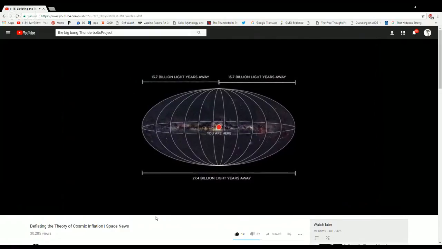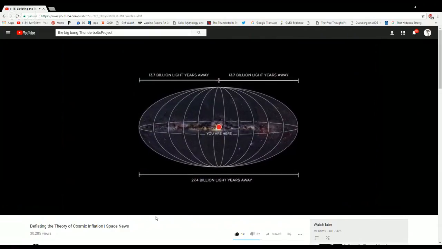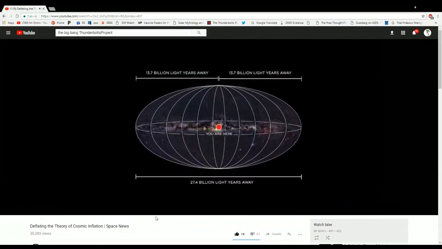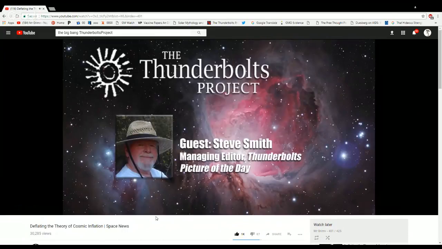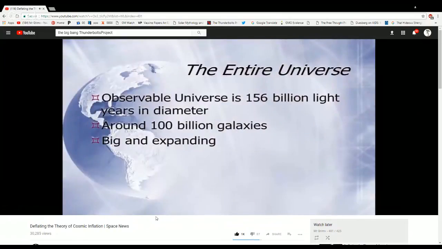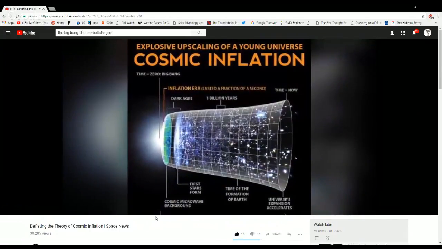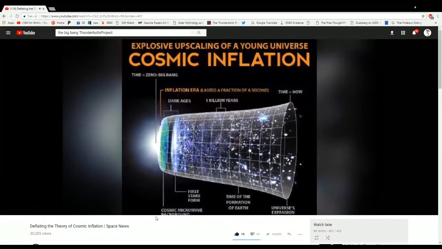In other words, the diameter of the observable universe should be approximately 27.4 billion light years. However, there's a problem associated with that figure. According to astrophysicists, the universe is thought to be 156 billion light years in diameter and not 27.4 billion. What explains that anomaly? The answer is supposed to be something called inflation.